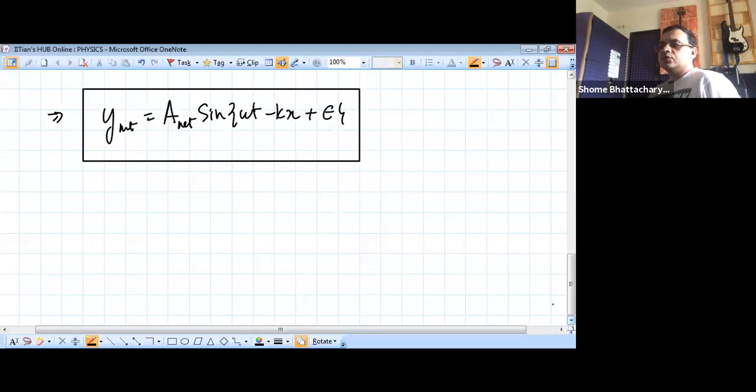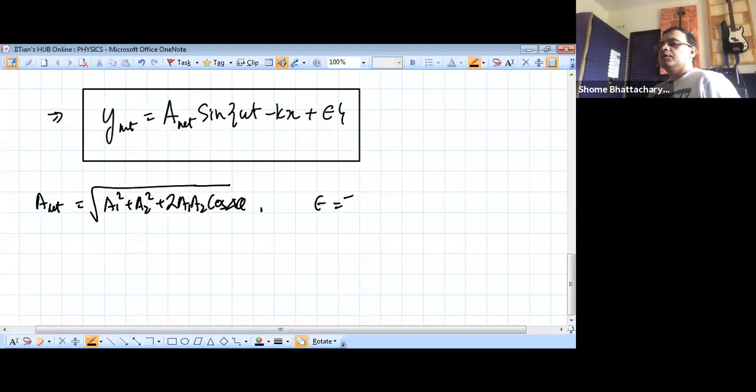And in this, of course, the standard formula that you have is that the net amplitude becomes root of A1 square plus A2 square plus 2 A1 A2 cos of delta phi. And this resultant phase constant epsilon becomes tan inverse of A2 sine delta phi upon A1 plus A2 cos delta phi. And as we discussed, the easier way to interpret this is that just remember it as a phasor diagram.